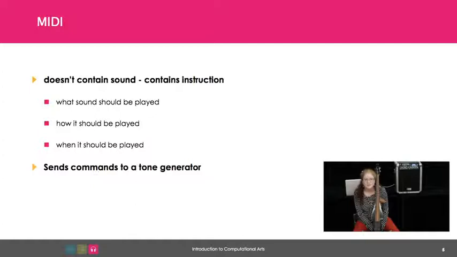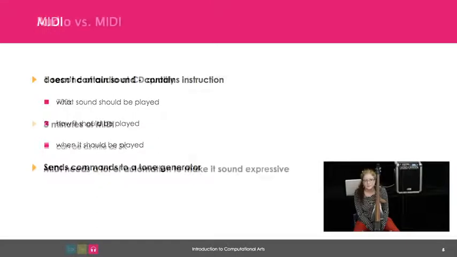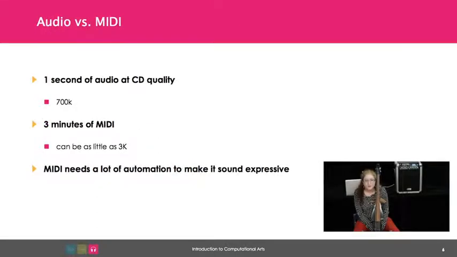The MIDI file does not contain actual sounds. It only contains instructions for what sound should be played, how it should be played, and when it should be played. A MIDI file then must send its commands to some kind of sound generator, which then makes the sound by following the MIDI sequencer's command. For comparison, a 1-second digital audio file at CD quality is 700K, while a 3-minute MIDI file can be just 3K. With MIDI, we aren't recording the note information. Instead, we're recording the performance information.